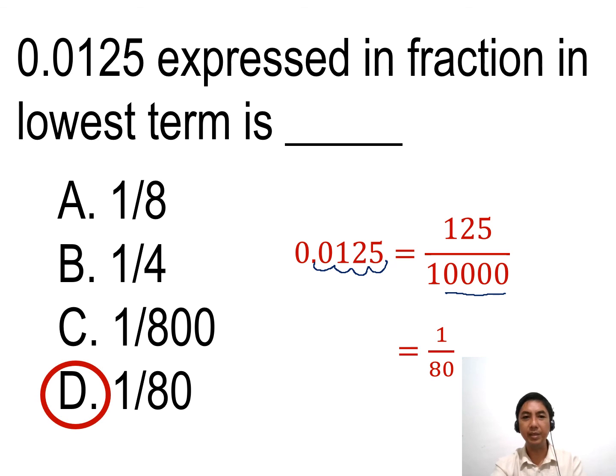So the final answer is letter D. So, paano yung kukunin? Kung gusto mo, pwedeng i-divide mo ang 125 by 5, tas 10,000 by 5, tapos dire-diretso. Divide mo ulit by 5 hanggang sa maging lowest term siya. So, this is your final answer.